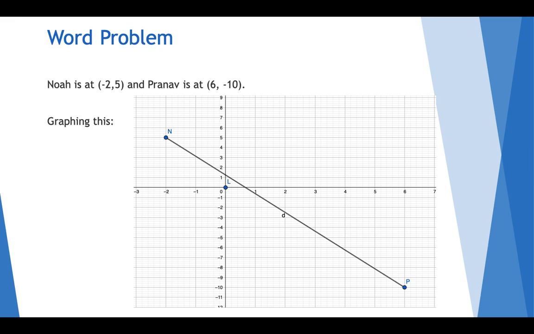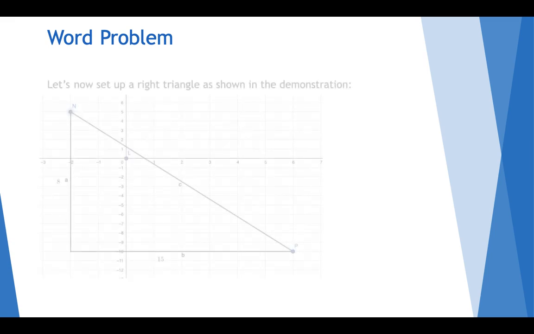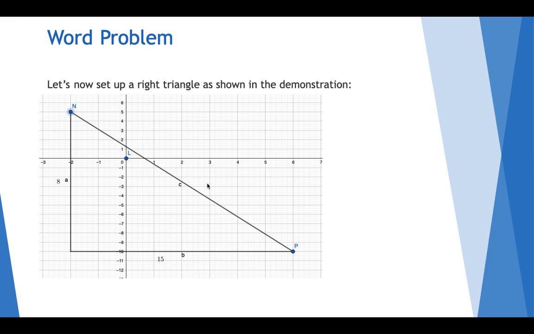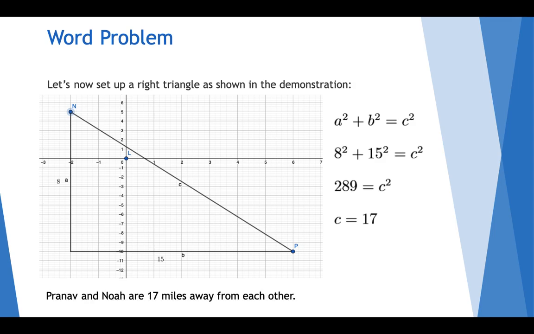Okay, now we can use the distance formula the same way we did in the demonstration to set up a right triangle and find the distance. So, by doing this, we find that this distance here is 8, this distance here is 15, and then by using Pythagorean formula, 8 squared plus 15 squared equals 64 plus 225 equals 289. So 289 equals c squared. Taking the square root of both sides, the square root of 289 equals 17. So the distance between Noah and Pranav is 17 miles.